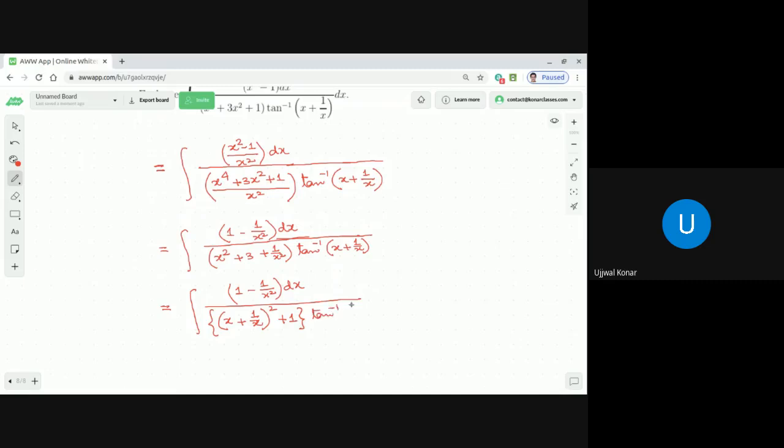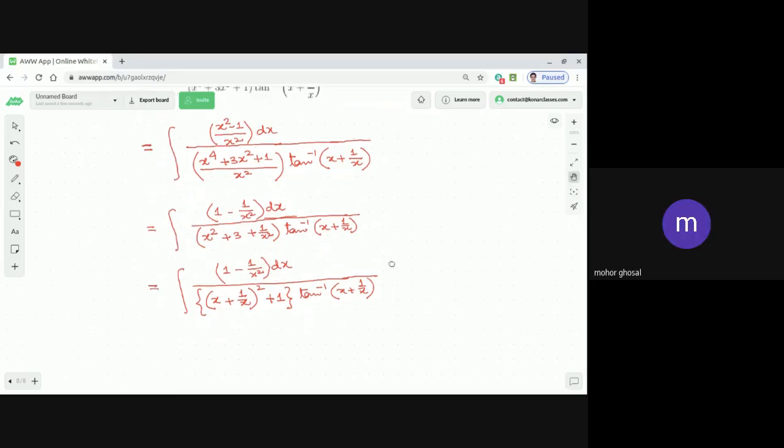Tan inverse of x plus 1 by x. Now what will be our substitution? Our substitution now will be x plus 1 by x equal to t. Correct or not?